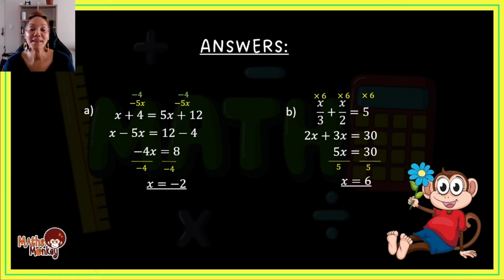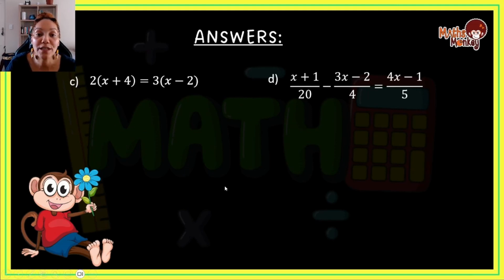Okay, let's do the last two. So here we've got brackets that we have to get rid of. Okay, so in this case, we multiply in the brackets on the left, so you have to get 2x plus 8. Remember, 2 times x is 2x, and then 2 times 4 is 8.